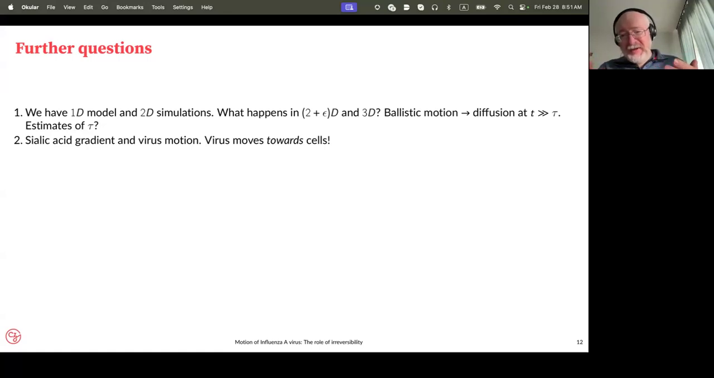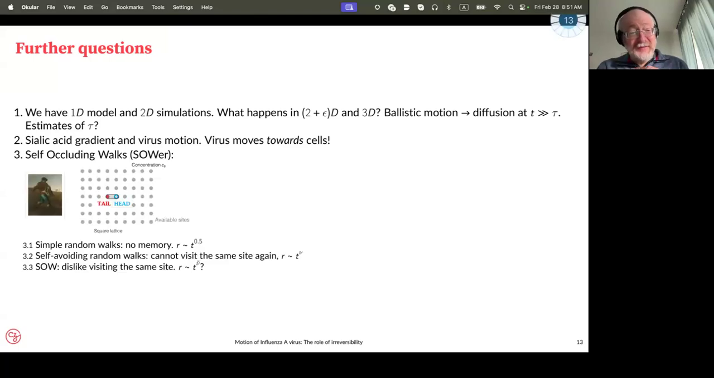There is more sialic acid where the epithelium is. So basically, it means that viruses not just move actively, they actually move actively towards the epithelium. So they are even smarter and better at reaching infected cells. And it would be very interesting to describe it and have a good theory and simulation for this.